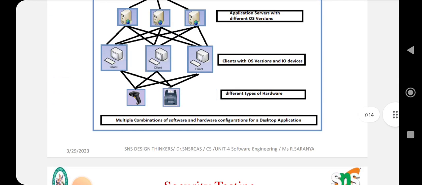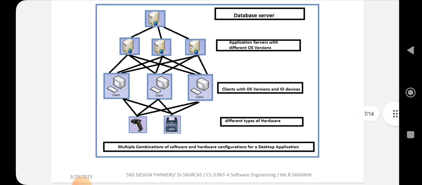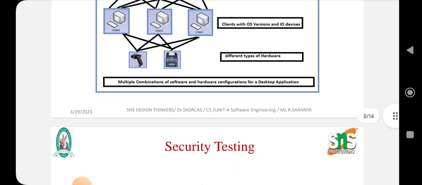Next, let us see the structure of configuration testing, with multiple combinations of both software as well as hardware configurations under a desktop application. First of all, we are going to check the database server and then the application server with connection of different operating systems, and then clients with different OS versions, as well as input output devices we are going to connect, and different types of hardware. So we are going to analyze these in order to check the functionalities of that particular new software.